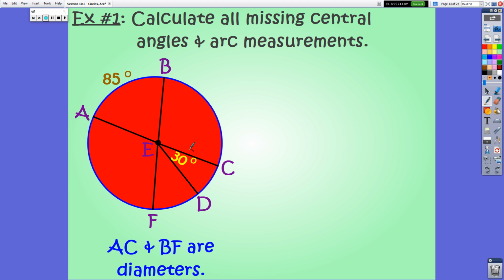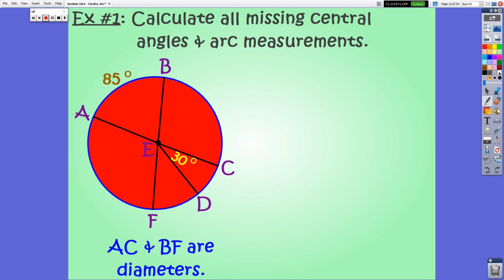So I give one central angle here. I give this 30-degree angle, and I give one arc measurement. Arc AB is 85 degrees. So just using those 2 things, we're going to be able to figure out how many degrees arc BC is, how many degrees arc CD is, DF, and AF. And then we'll also figure out all these other central angles.